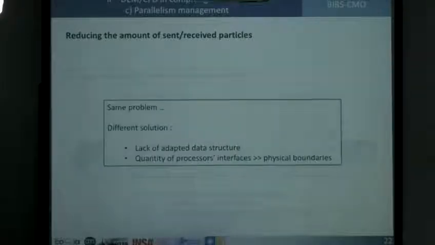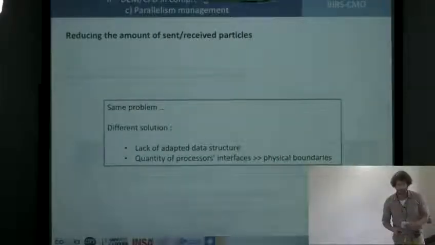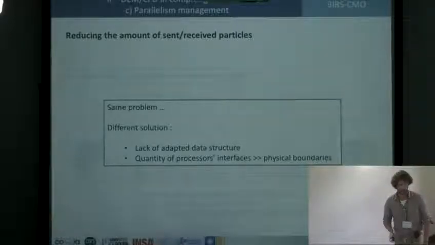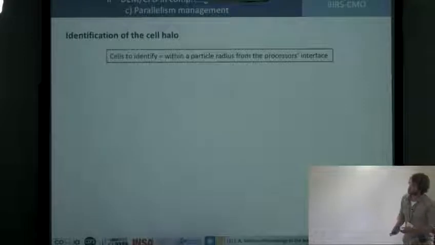So we are facing exactly the same problem as before concerning the halo size, but unfortunately we couldn't use the same method with the Voronoi region because of the lack of adapted structure, so that's a purely numerical problem. Also, the quantity of processor interfaces can be much greater than the quantity of boundaries, so this could raise some memory problems.